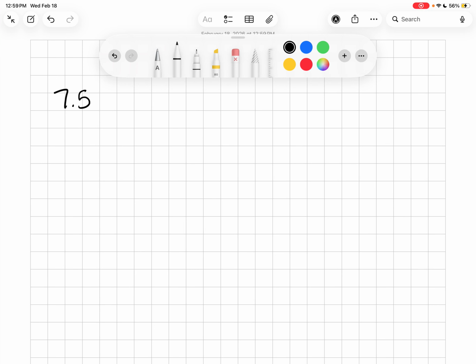So 7.5 glide reflections. And compositions.